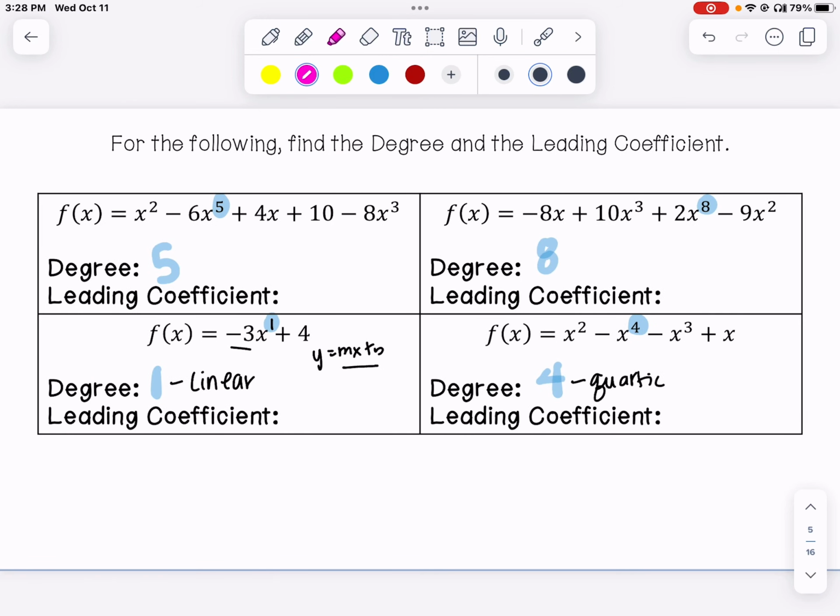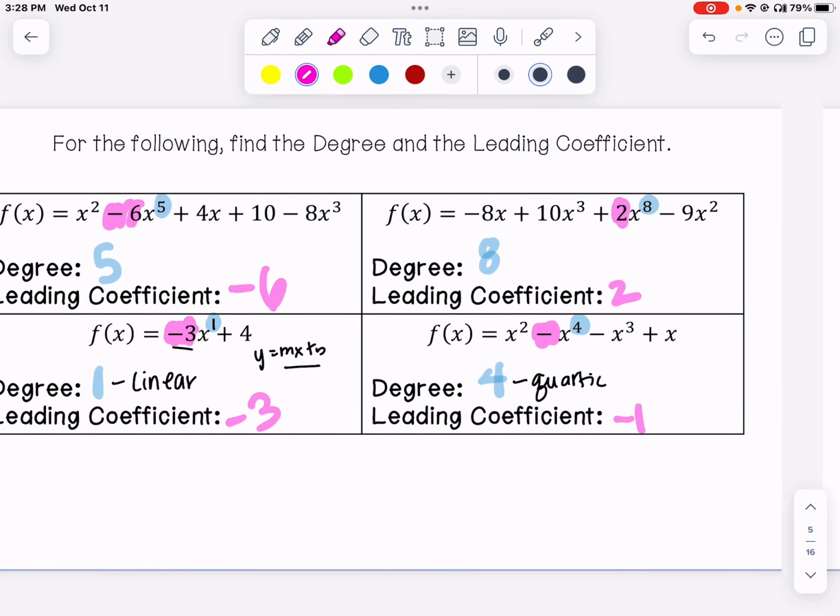So for each of these, we already found the degree. To find the leading coefficient, all I need to do is say, hey, what was multiplied in front? I already found the degree. What was multiplied in front? So it's that easy.